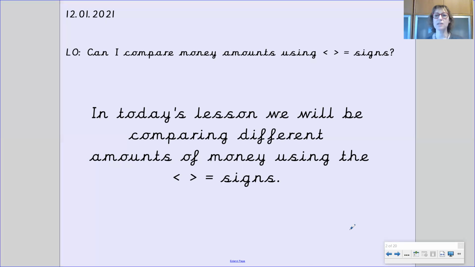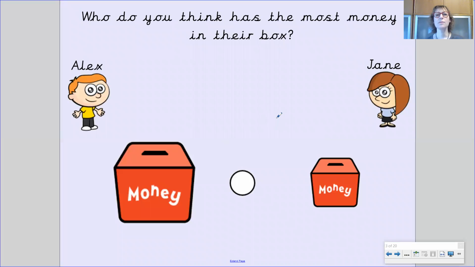So today we're going to look at using our crocodile to compare amounts of money. So I want you to just have a think for a second. Which box do you think has got more money in it? Can you tell just from the size of the box? So I think most of us would say Alex does because he's got a bigger money box.